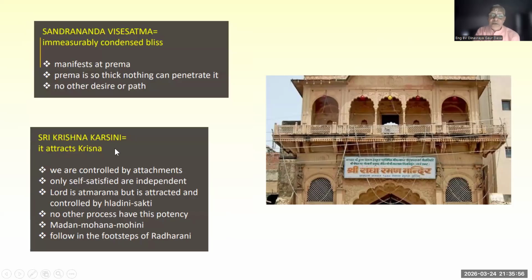The name Krishna itself means all attraction. He is all attracting, right? We are controlled by attachments, and only the self-satisfied are independent. The Lord is Atma Rama, but is attracted and controlled by Haladini Shakti. No other process has this potency. Madan Mohan Mohini: follow in the footsteps of Radharani. As I just mentioned, we will start from the bottom. In Vrindavana, everybody is worshipping Radharani, saying Radhe Radhe.